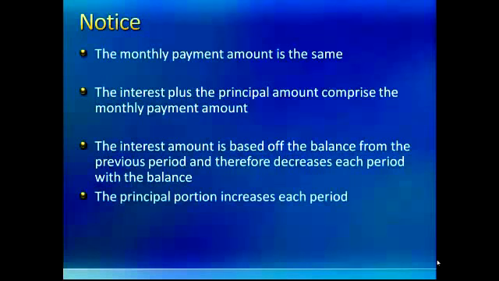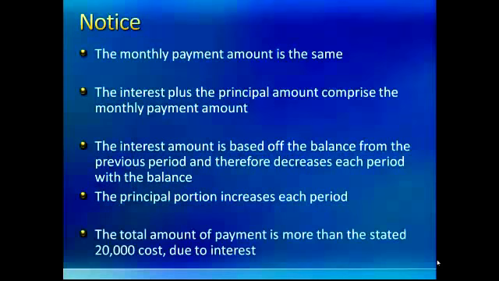The principal portion of the payment is going to increase each period, which is kind of nice. You know, when you get to the end of the mortgage, more of your payment's actually going to principal. And like I said, when you add up all those payments, it exceeds $20,000. But that's just because you didn't get a free loan. You had to actually pay interest on it.